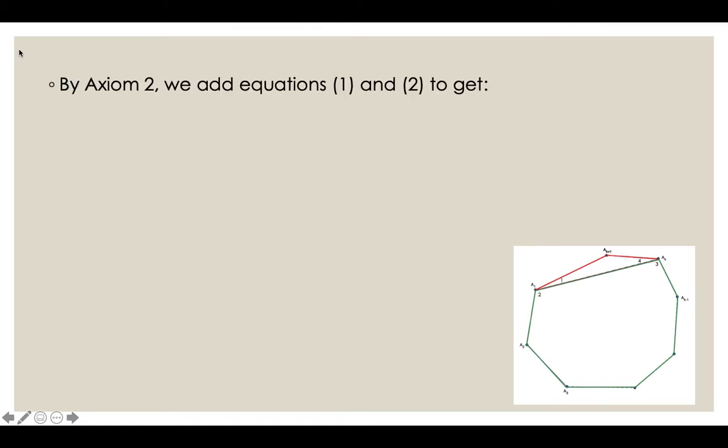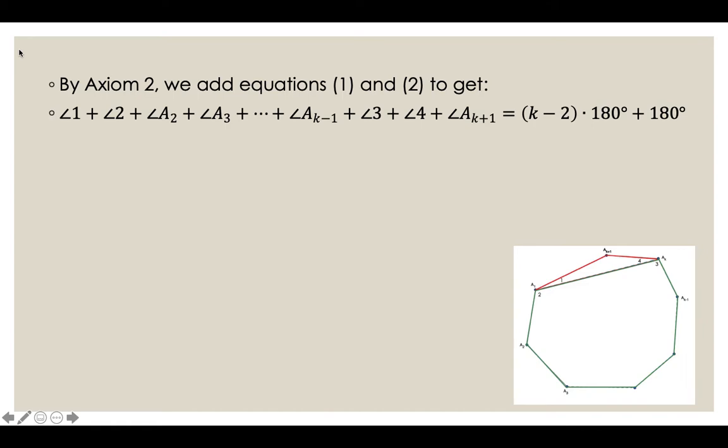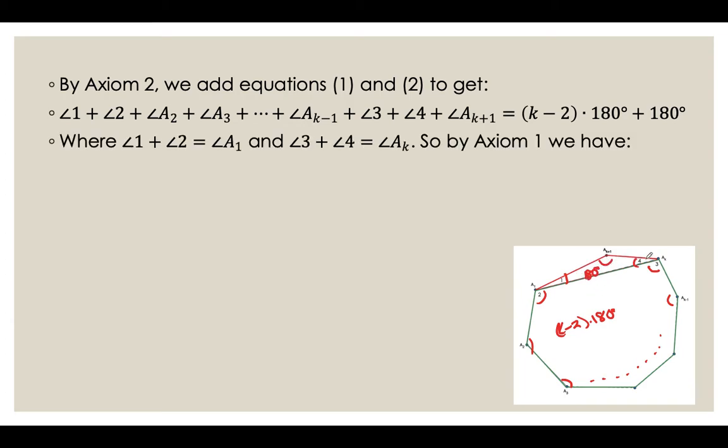So by axiom 2, we'll now add equations 1 and 2 to get the following equation, which states that angle 1, which as a reminder is this angle right here, plus angle 2 plus angle a sub 2 plus angle a sub 3 plus the rest of the consecutive angles all the way up to angle a sub k minus 1 plus angle 3 plus angle 4 plus angle a sub k plus 1 would have to be equal to the angle sum k minus 2 multiplied by 180 degrees, which was for our larger polygon, plus 180 degrees, which would be for the triangle that we partitioned off.